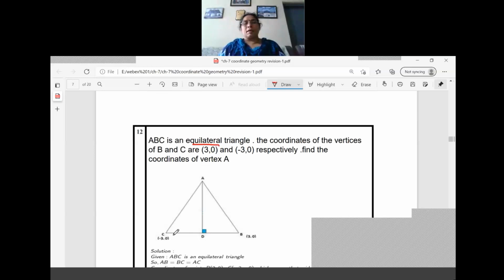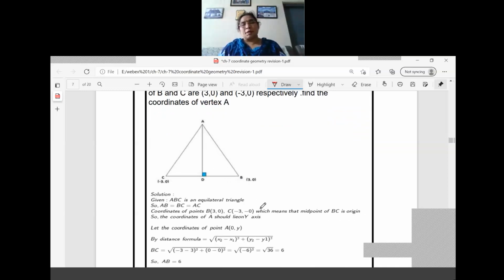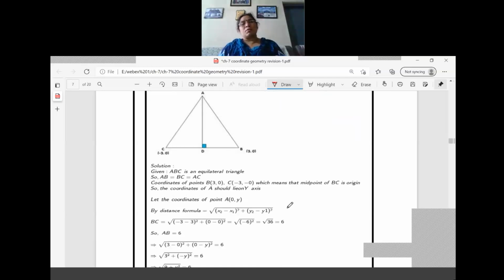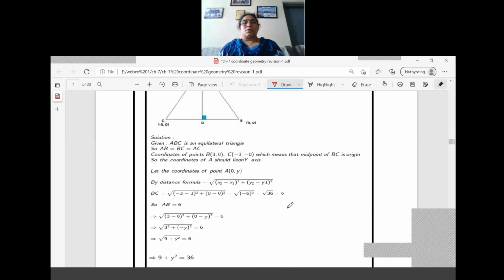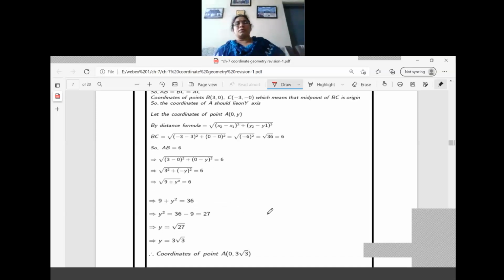Actually, what happened here, how are they getting 0 there? Because if you consider this line BC, the D coordinate x and y value is 0 only, right? That is a midpoint only, 0 plus 0 by 2, right? That is the reason we can go for it like that also. So here AB equals 6, 0 comma y they have taken, and they have solved for y² equals 36. So what is the value of y there? y equals 3 root 3 only.